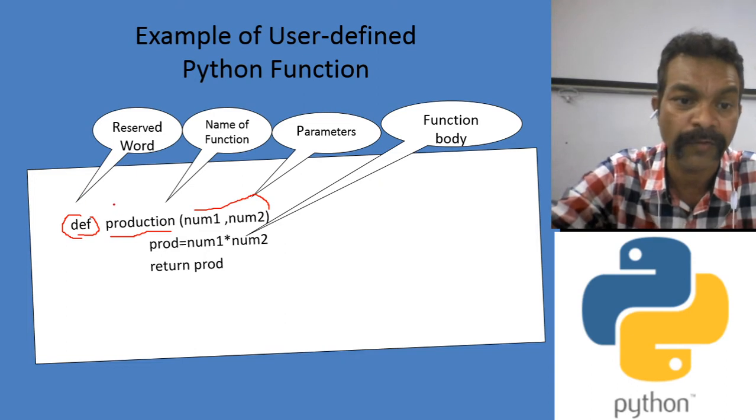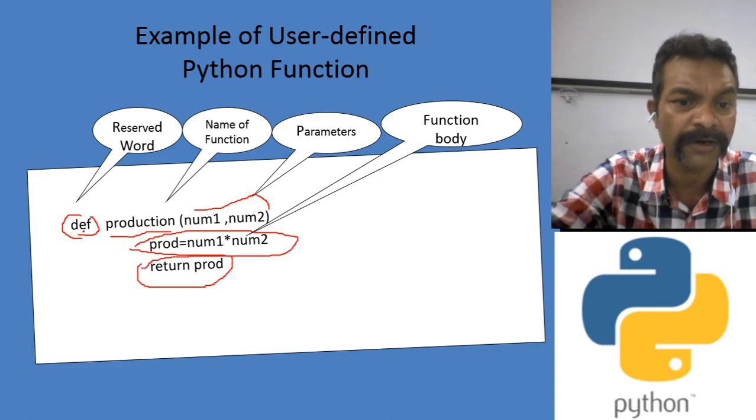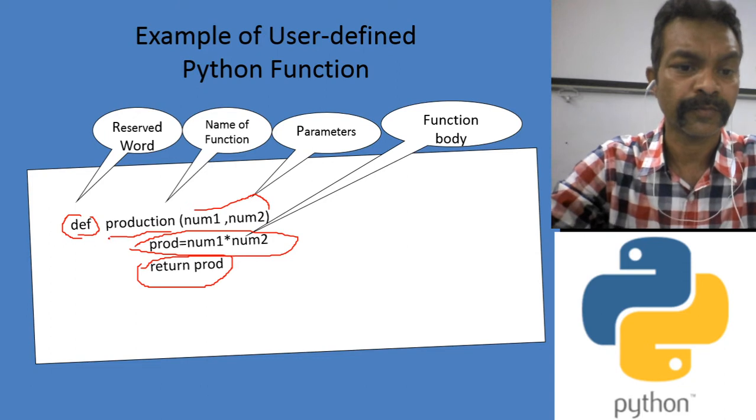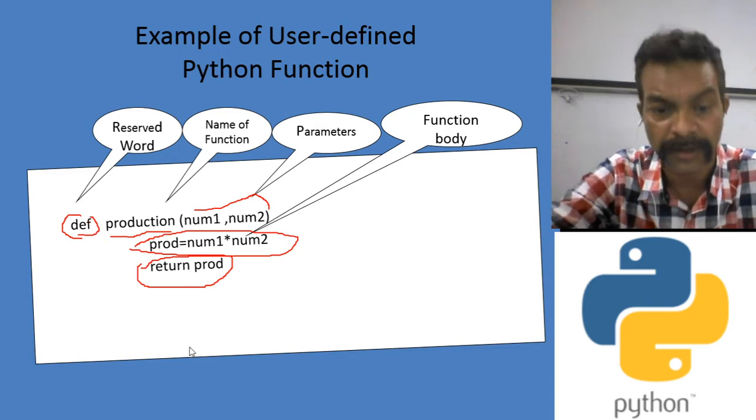In this case, two values we will give to this function, num1 and num2, and this is the statement of the function. And this is the return statement, meaning this function is returning some value. prod is num1 into num2, that value is stored in prod, and this value is returned by this function to the caller.